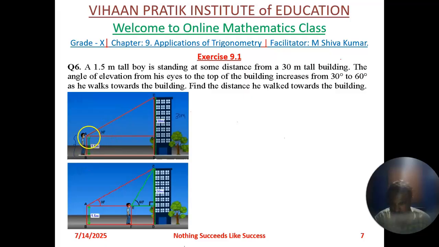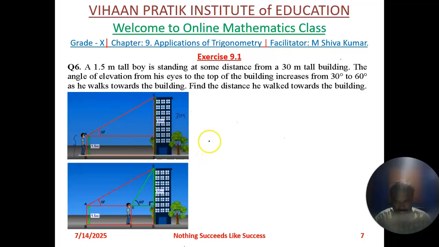So the first position of the boy is at A. When he is looking towards the top of the tower, his angle is 30 degrees. He walks some distance towards the building. Then when he looks at the top of the tower, the angle changes to 60 degrees. The height of the boy remains the same. The height of the boy is not changing. Only the angle is changing, because as he is walking towards the tower, the angle increases. When he walks away from the tower, the angle decreases.